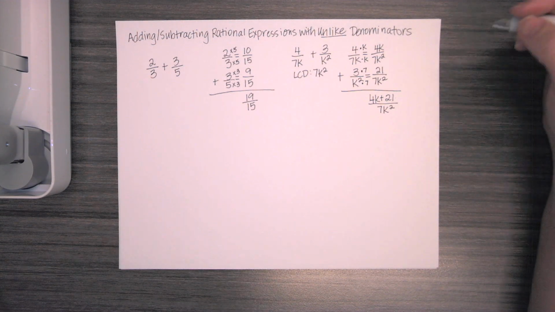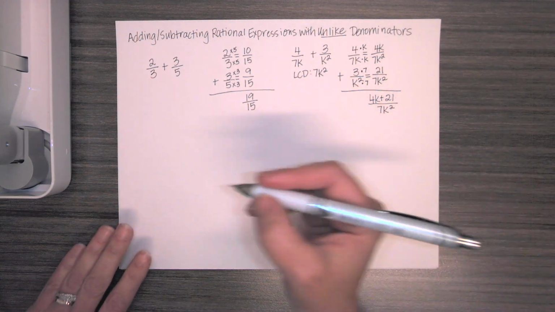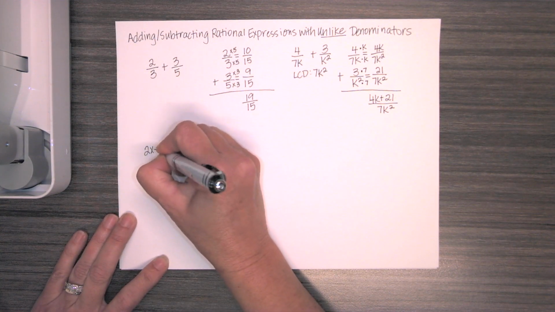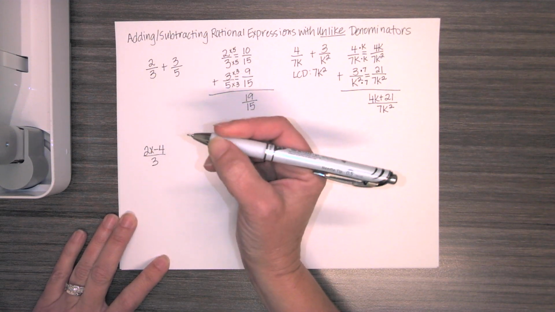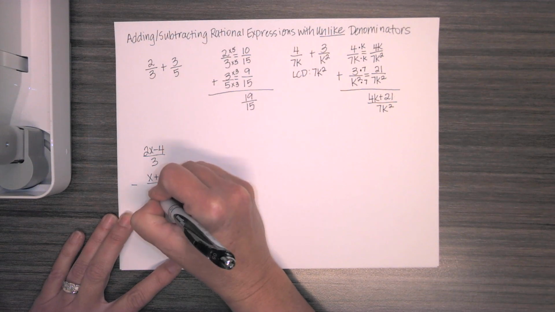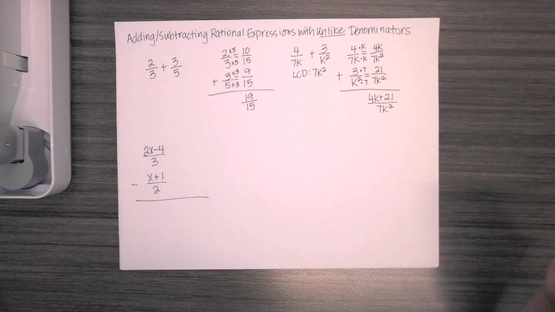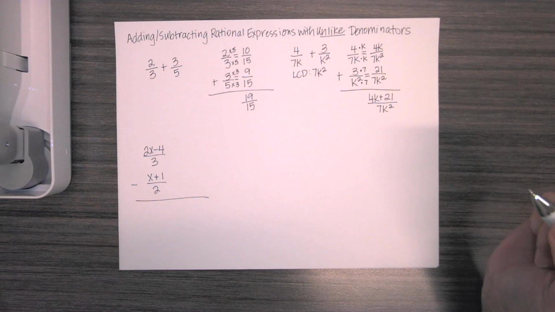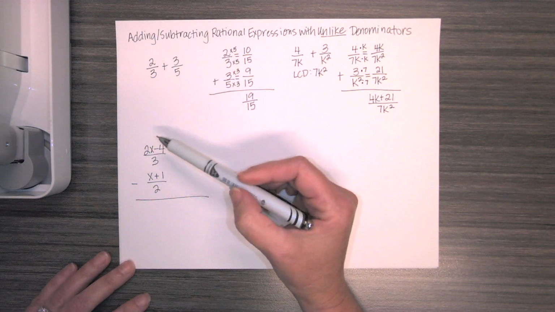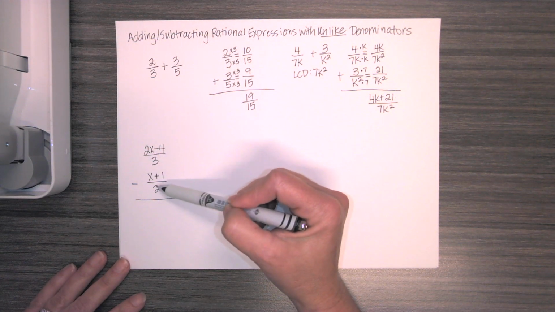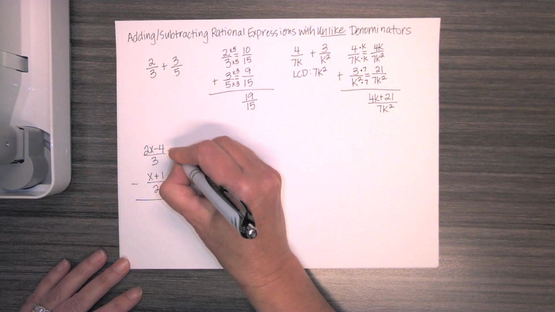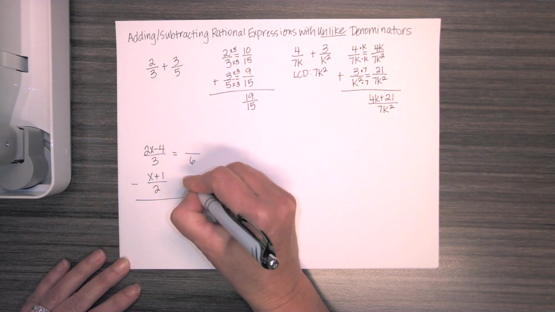Alright, so let's see. What if we have 2x minus 4 over 3 minus x plus 1 over 2. Okay, again, we have not the same denominator, so we need a common denominator. This isn't too bad because my denominators are just numbers, so I would just get a common denominator for 3 and 2, which would be 6.